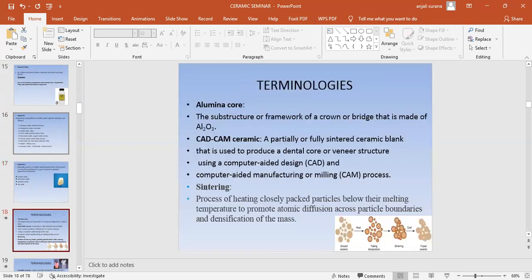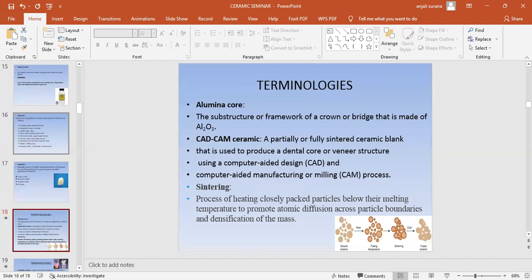Then to understand ceramic, we need to understand different terminologies. So first is alumina core. The substructure or the framework for crown or bridge that is made up of aluminum oxide. So this is basically alumina core.